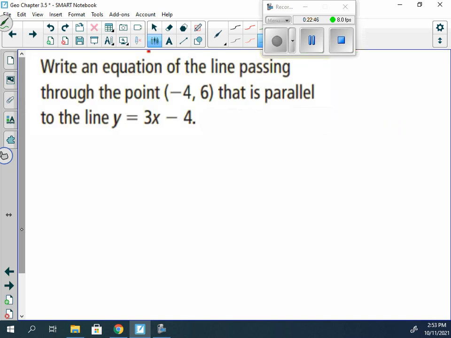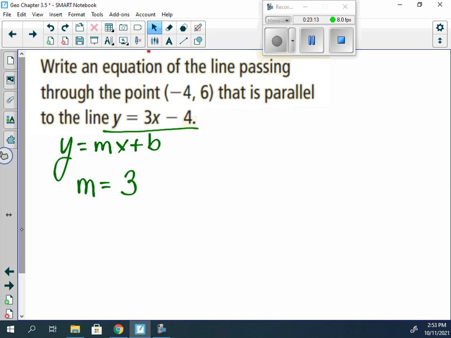Let's look at the next one here. So we're given the point negative 4, 6, and we want to find a line that goes through it and is parallel to the given line, y equals 3x minus 4. So is this equation in the form of y equals mx plus b? So the slope of the line that they gave us is 3. Now, our new slope for the new line, since we want it to be parallel, would be 3. Because if they're parallel, they're going to have the same slope.